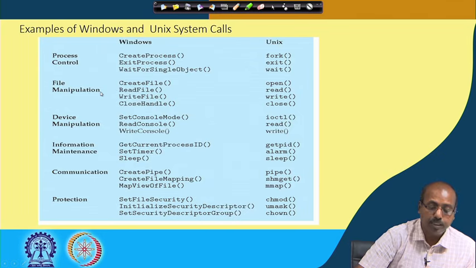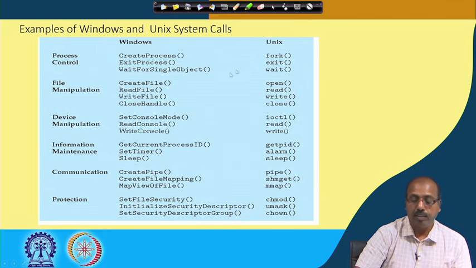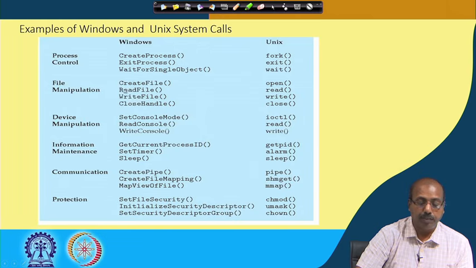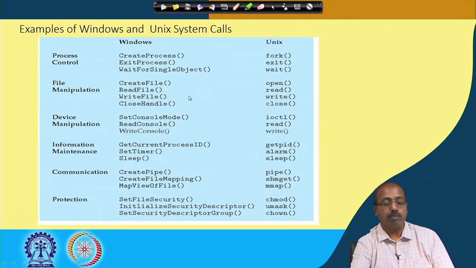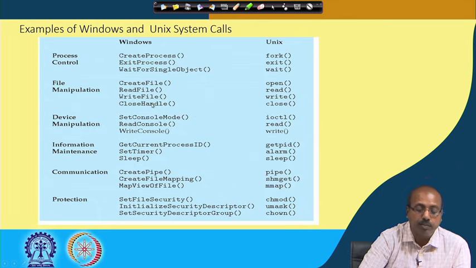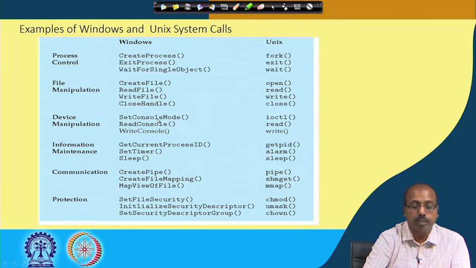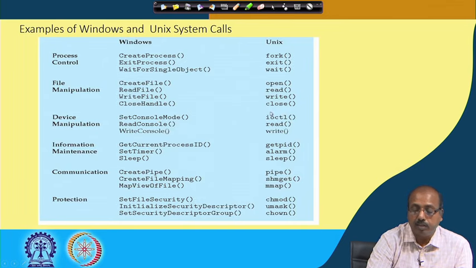Similarly, for file manipulation in Windows we have create file, in Unix or Linux we have open. For reading a file we have read file here and read here, write file for writing, write for writing. So, like that we can have different types of system calls. We have close handle for closing the file, and simply close in Unix to close the file. For device manipulation we have set console mode, and similarly we have IOCTL.